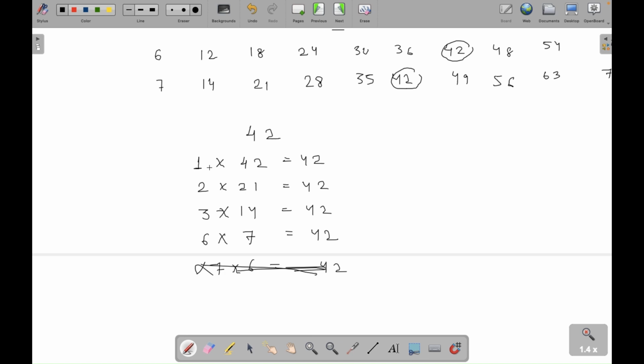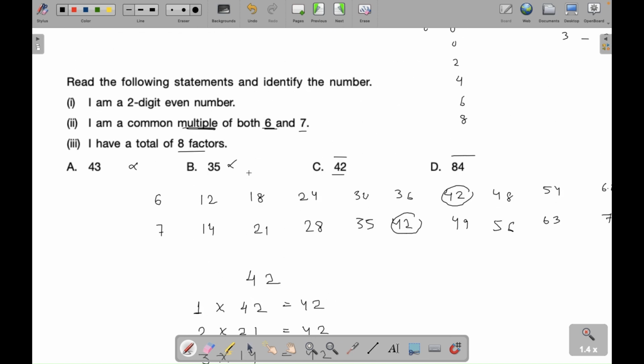So how many factors does 42 have? 1, 2, 3, 4, 5, 6, 7, 8. So it has a total of 8 factors. So yeah, 42 will be the answer because 84 will have more factors than 42. This is the only one that has 8 factors.